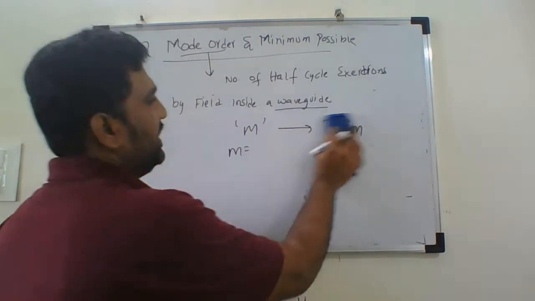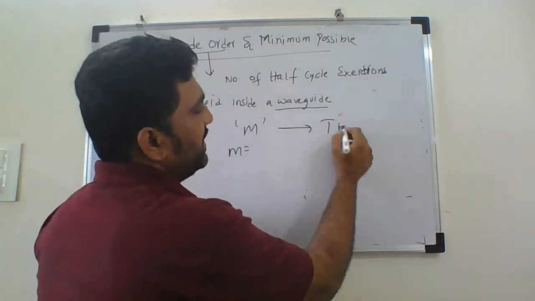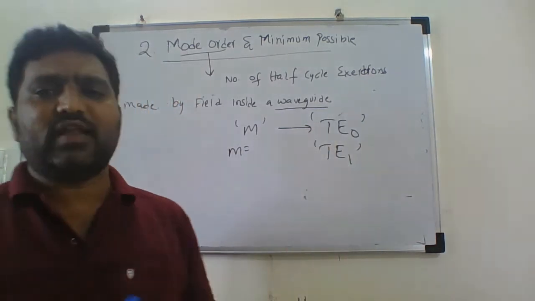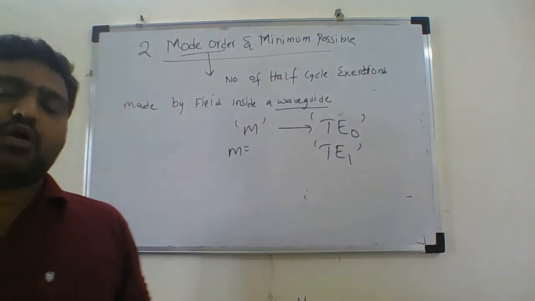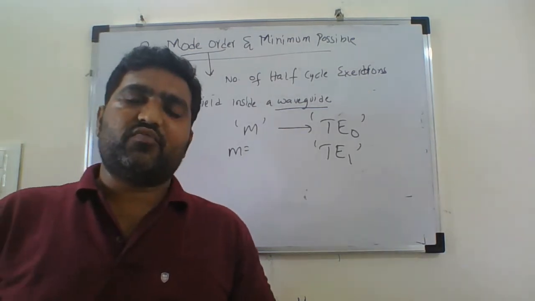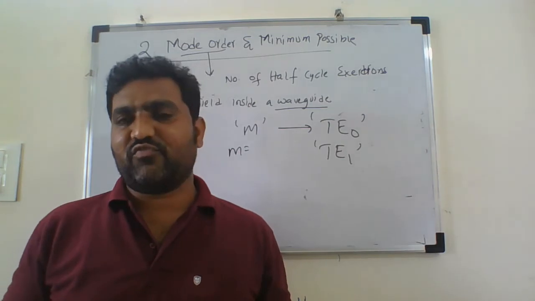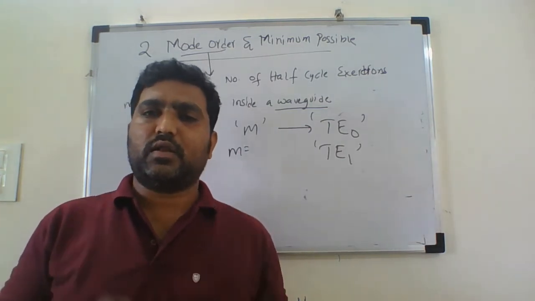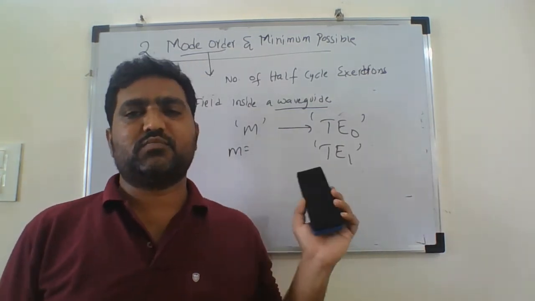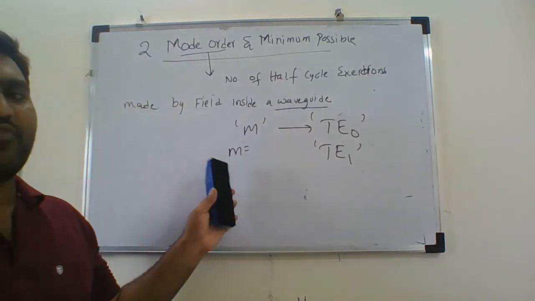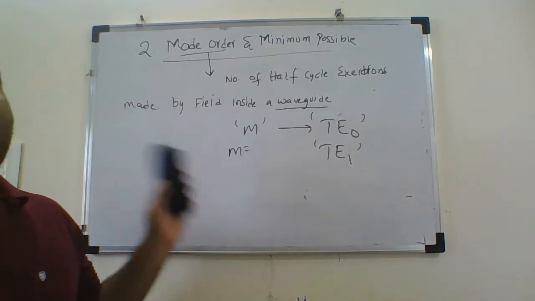So if m is equal to 0, we get a TE0 wave. If m is equal to 1, we get a TE1 wave, like this. So for each m value we get different wave characteristics altogether. The characteristics of the wave are also hugely influenced by this mode order. So that is the significance of this mode order m value.